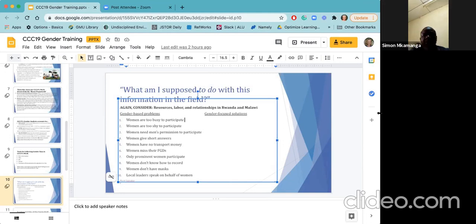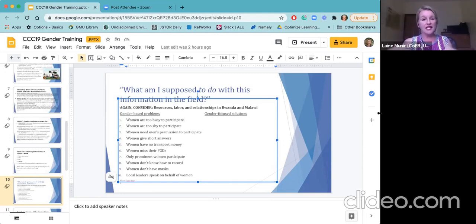Okay. So for any of these, 1 through 10, can someone just give me a suggestion for if they realize this in the field, how would they solve this problem?